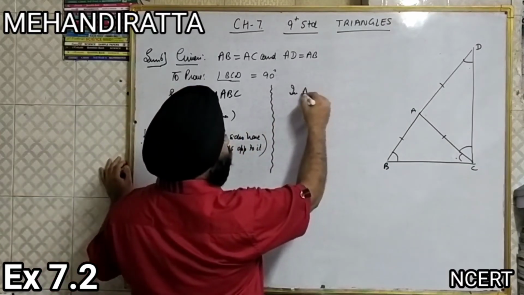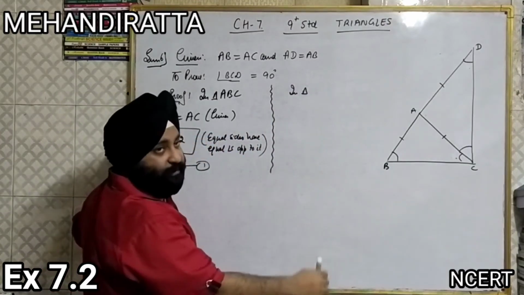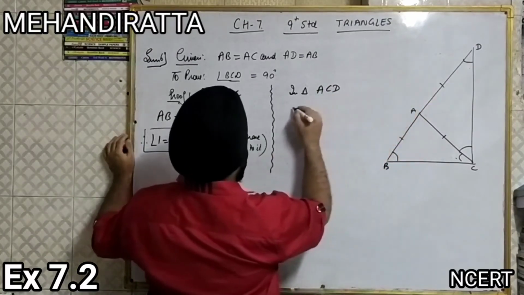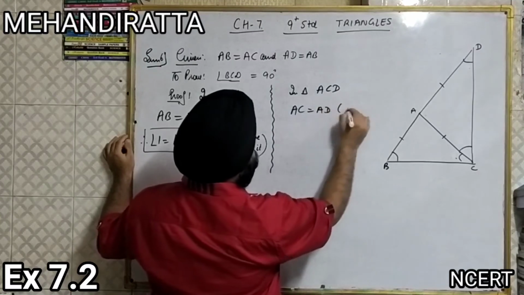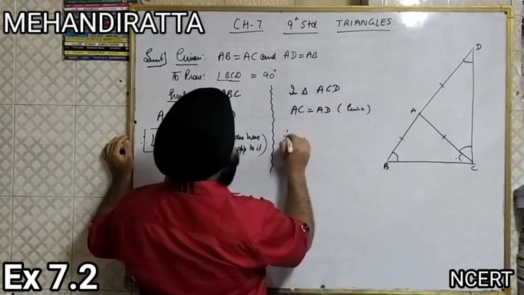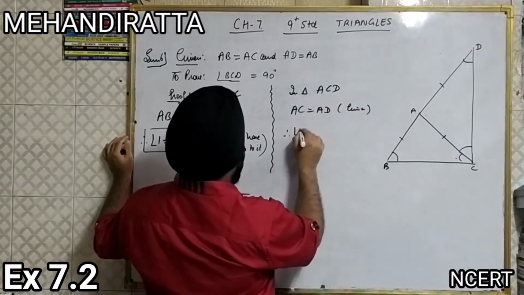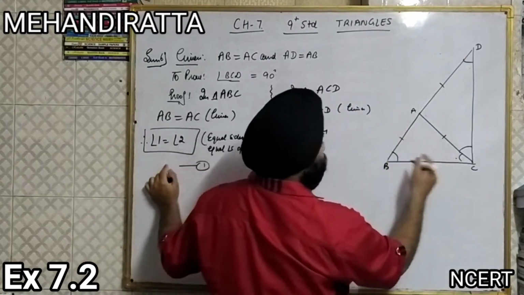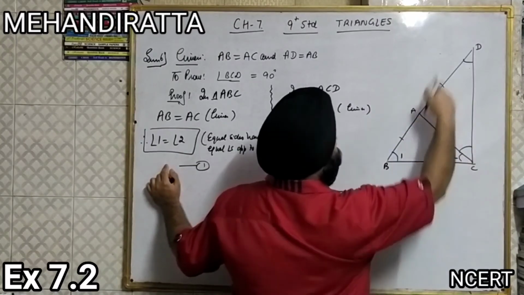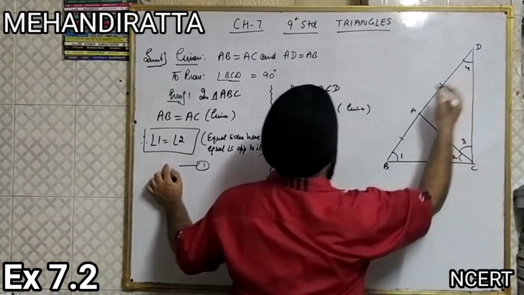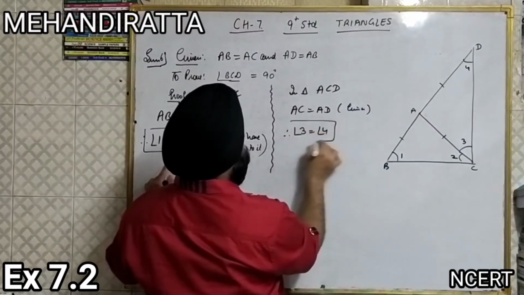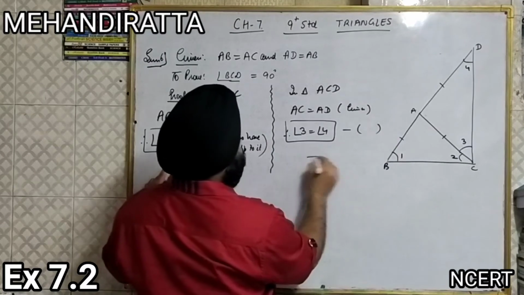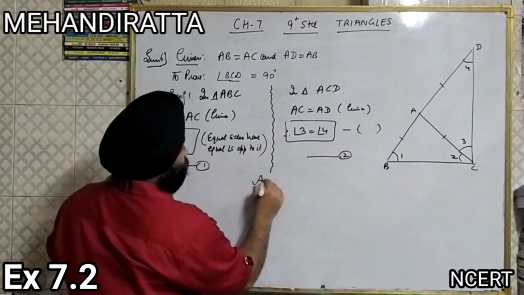Now, in triangle ACD, AC equals AD given. Therefore, angle 3 equals angle 4, for the same reason. Firstly, AB equals AC, so 1 equals 2. AC equals AD, so 3 equals 4. Say this as 2. Adding 1 and 2.